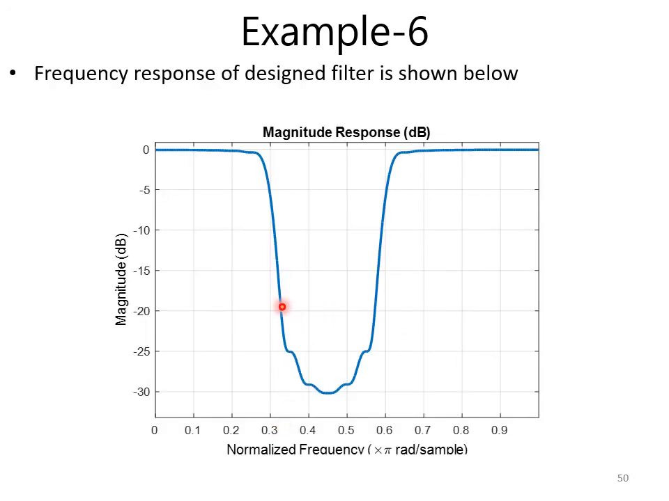So this is the magnitude response of the filter, and you can see it has a stop band between 0.3 and 0.6 pi, and since it is a notch filter, it is suppressing all the frequency contents that fall between 0.3 and 0.6. It has maximum attenuation between 0.3 and 0.6, and other than that all the frequencies pass.